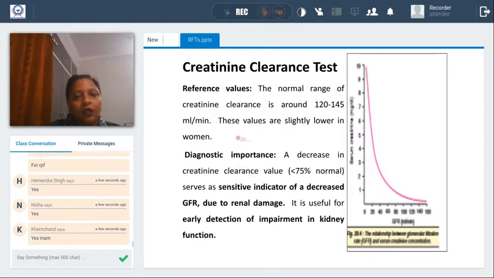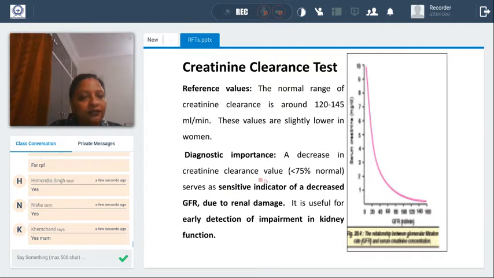In human beings, a decrease in creatinine clearance value serves as a sensitive indicator of a decreased GFR due to renal damage. This is the important line, and this is the crux of this creatinine clearance test. This is the diagnostic importance of creatinine clearance test. It is useful for early detection of impairment in kidney function or various kidney diseases.